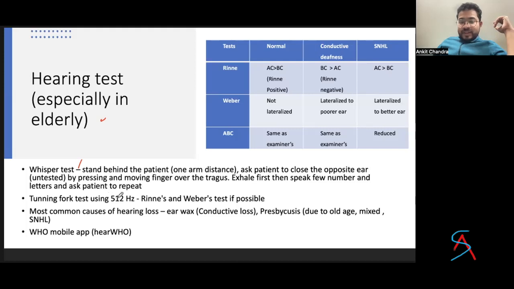You should definitely carry a tuning fork. Do the Rinne and Weber tests if possible to see whether the ear is normal or there is any conductive deafness or sensorineural hearing loss. All these things are taught in ENT. When I discuss ENT examination, I'll make one video on it and discuss all these three tests in detail. Common causes of hearing loss are earwax or presbycusis. There is also an app called hearWHO, which can be used for assessing hearing loss among the elderly.